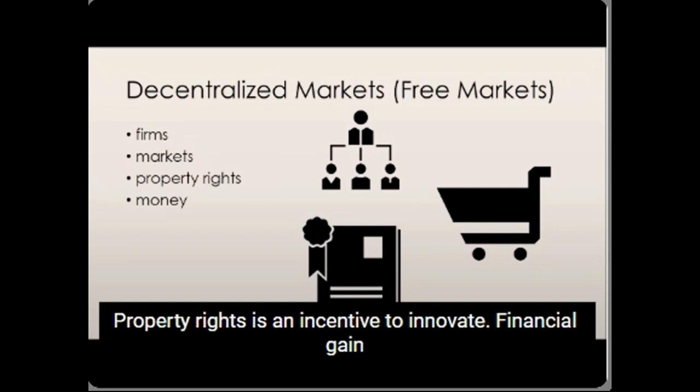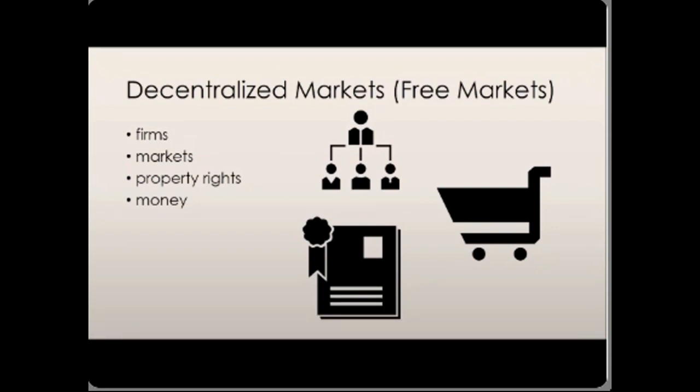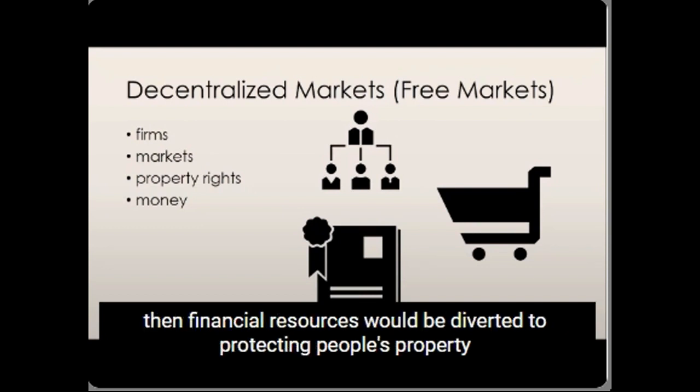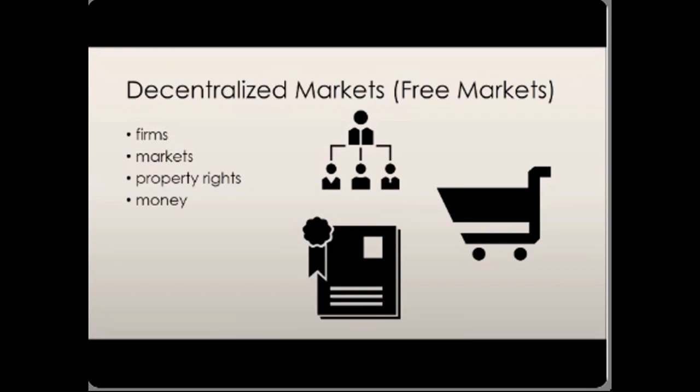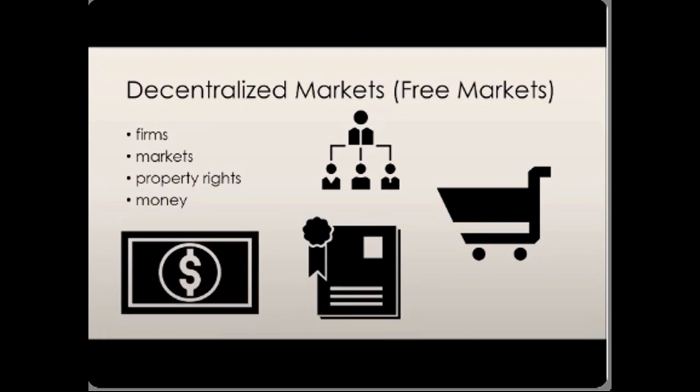Property rights are an incentive to innovate. Financial gain is the reward for those who choose to innovate. If property rights didn't exist, and people could simply steal property, then financial resources would be diverted to protecting people's property rather than innovation. Money is a commodity or a token that is uniformly accepted as a method of payment.